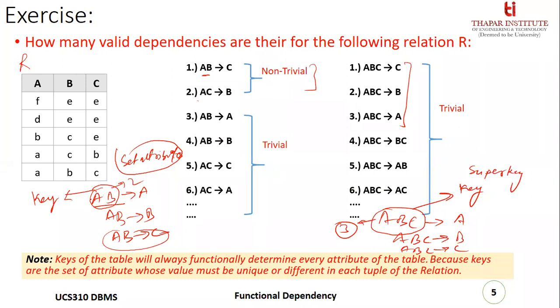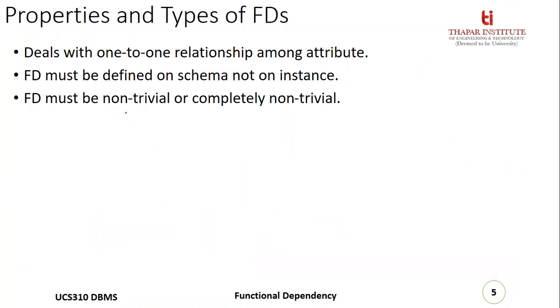But for the minimal set, if we divide it, is it possible here to determine A with B, and A with C? Is it possible for this relation? No, not possible. It means individually A and B cannot determine the other attributes of the table. So this works as a candidate key. The definition of this we will discuss later. Key attributes functionally determine every attribute of the table.